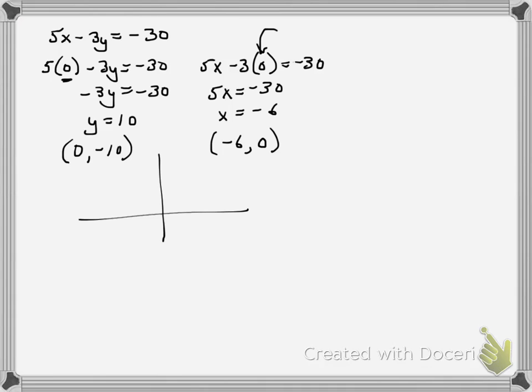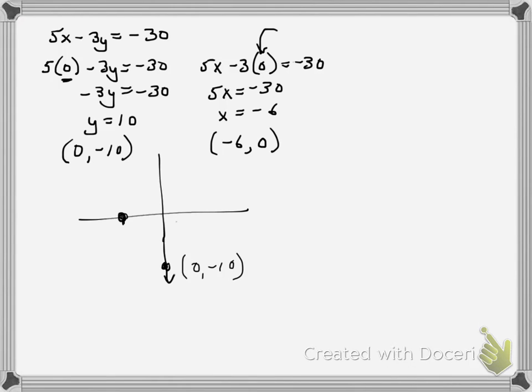Go to 0 and go negative 10 on the y-axis. Down to something like this. Don't need that extra line in there. It's just showing that I was going down, and I'm just going to label that, doing it kind of sloppy here. This would be 0, negative 10. And then the second point, go to negative 6 on the x-axis and 0 on the y-axis, and that's where it crosses the x-axis.